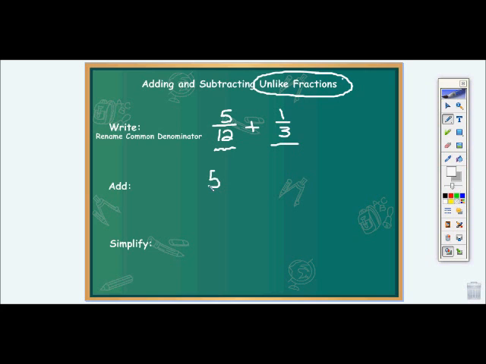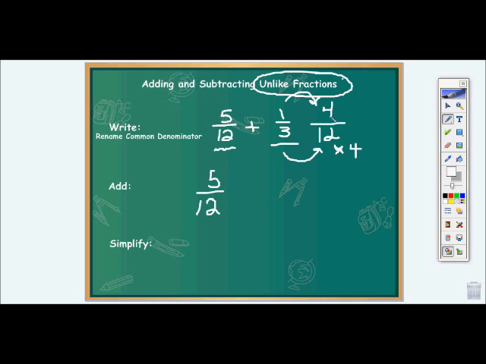So 5/12 is going to stay the same. But in order for me to use 1/3, I need to change it into 12ths. So my pie is cut into 3 pieces right now. I want to make it into 12 even pieces. So each one of those pieces, how do I get from 3 to 12? I'm going to multiply by 4. So if I multiply my denominator by 4, I need to multiply my numerator by 4. So 1 times 4 is 4.